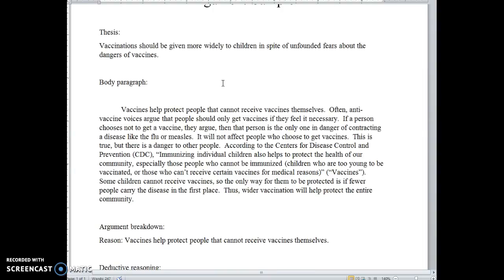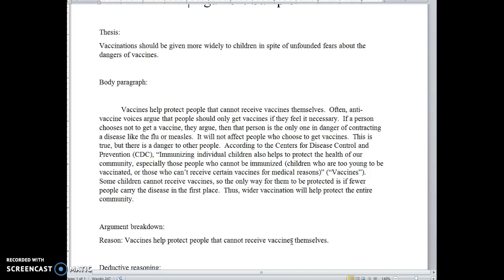So one single body paragraph is going to say that vaccines help protect people that cannot receive vaccines themselves. This is not the entire argument. That is not the only reason that the thesis is true from the student's perspective, but it is one of several. And you want to have several reasons to come at it from multiple perspectives. Okay? And then you can read the paragraph on your own to see how exactly it is proven, but I want to just point you to a few things.